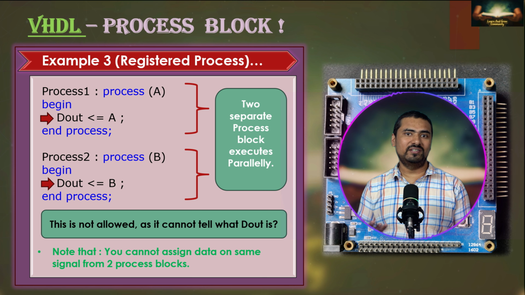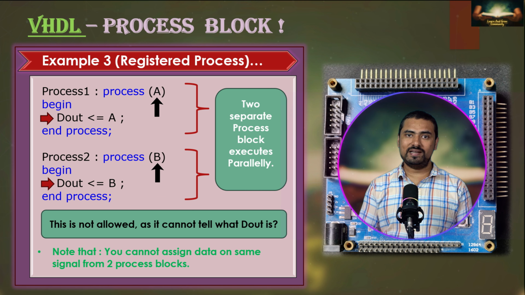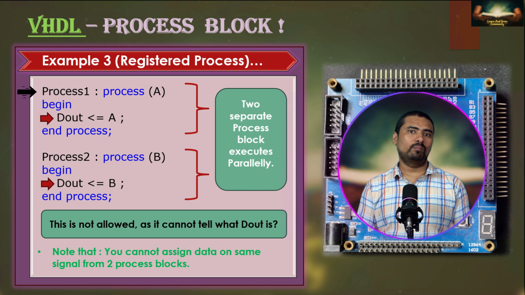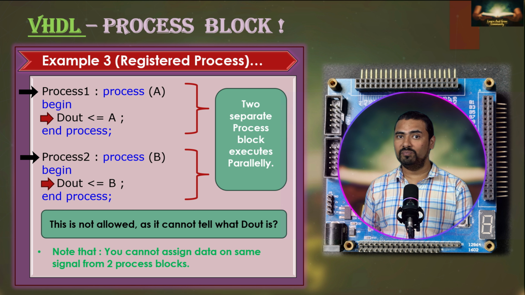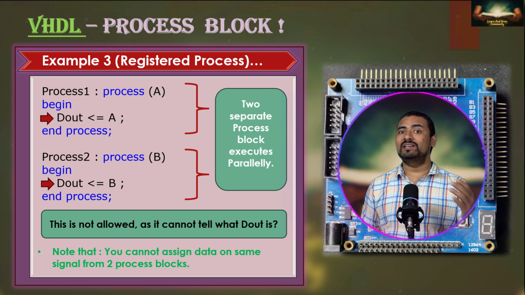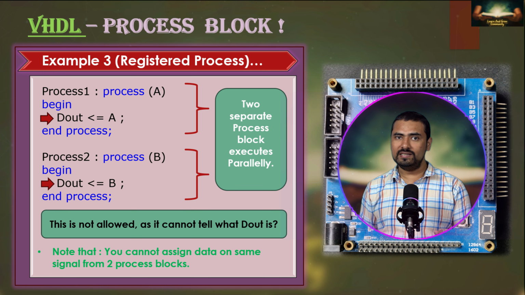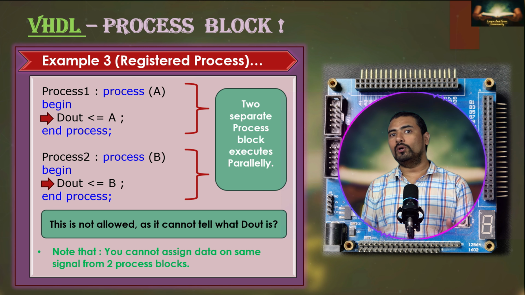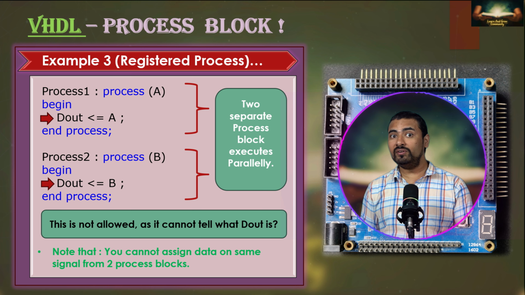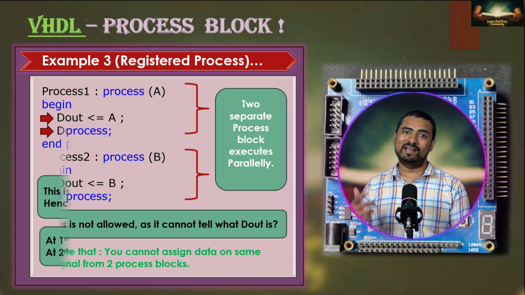If yes, then here is the question. What will happen if input A and input B change at the same time? This means both the processes will execute at the same time. And now what will be the output Dout? Confused, right? Well, this is the reason that this type of code is not allowed in VHDL. This means that the output signal must be driven by one assignment only, either inside a process block or directly inside the architecture body. Now, if you understand this, then I have another scenario for you in the next slide.